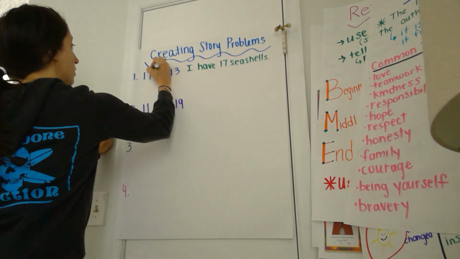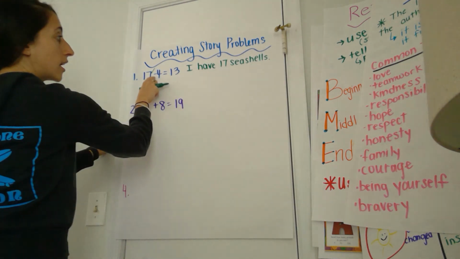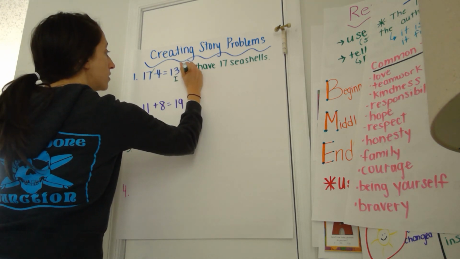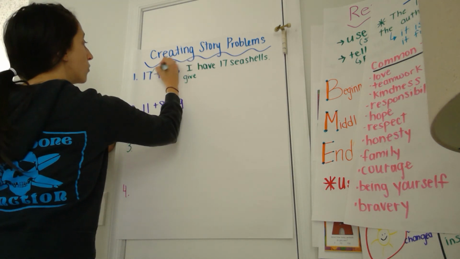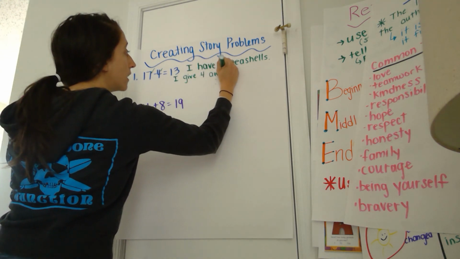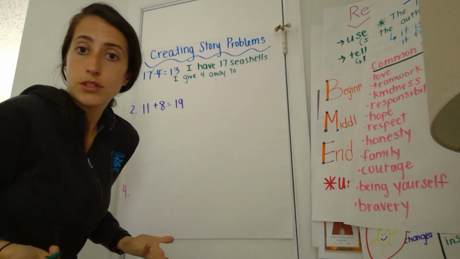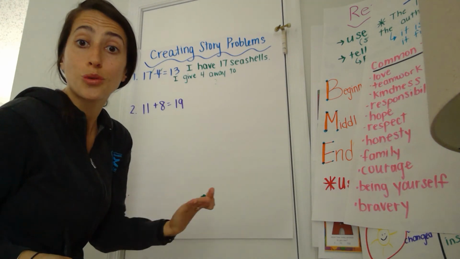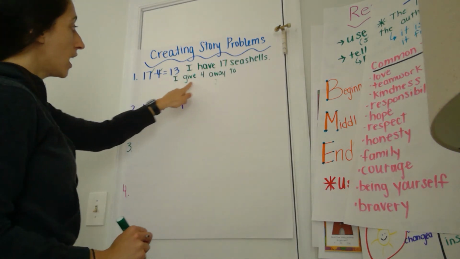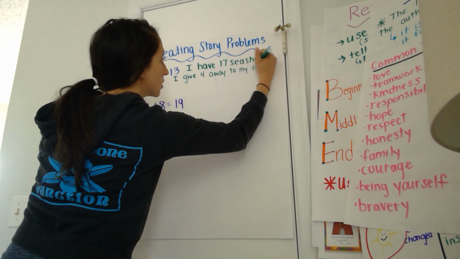Okay, I got my first number. I'm going to check it off just so I know. I have 17 seashells. I need to take away, so I'm going to say, I give, how many? 4. I give 4 away to, who do I give them away to? You have to remember, this is like a story, beginning, middle, and end. I have 17 seashells. I give away 4 to my sister.